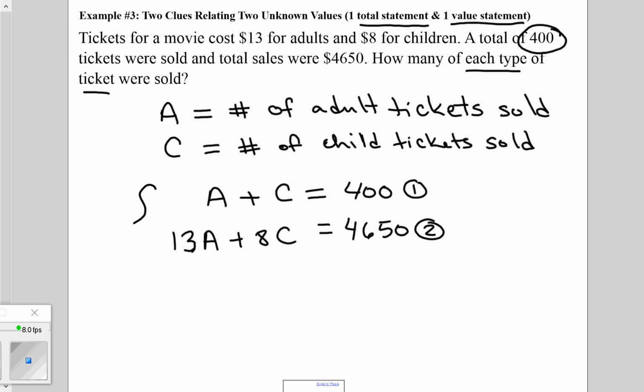So here we have a system of equations that once again can be solved by substitution or elimination or graphing, and you can try that on your own.